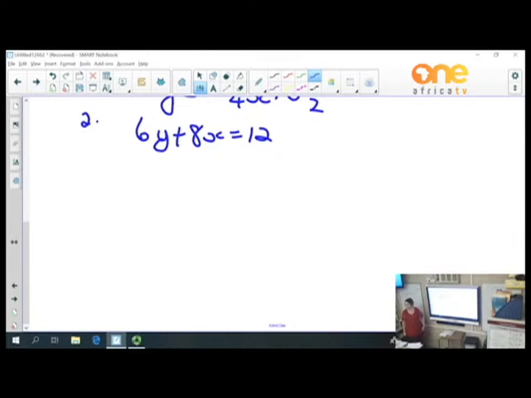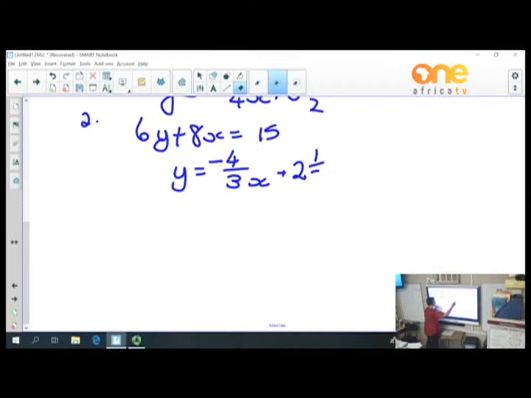How do I get gradients? Yeah, y = mx + c. So what will this one be? y is equal to -8/6, but eventually it's -4/3 x. Yes? 12 divided by 6 is 2. Oh, the moment when I skip a step, then I lose you. Okay, but you're not really going to do that.